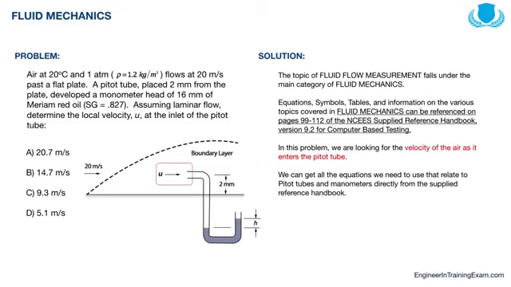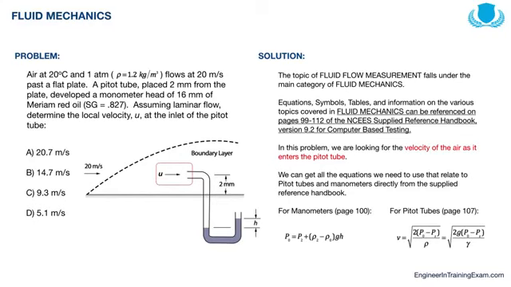In this problem, we are looking for the velocity of the air as it enters the pitot tube. We can get all the equations we need that relate to pitot tubes and manometers directly from the NCEES Supplied Reference Handbook. Specifically, for manometers, reference page 100. For pitot tubes, reference page 107. These are the two equations that we will use with the information that is given to solve this problem.